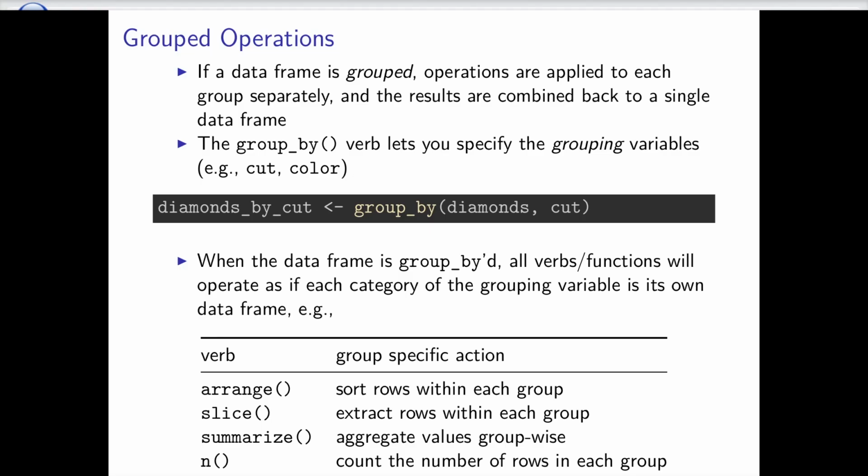When dplyr verbs operate on a grouped data frame, then all the verbs or functions operate as if they are working on each category. So for example, if I were to use arrange, this will sort the data frame but within each group. Or slice will extract the rows but again within each group. And same with summarize, it'll aggregate values group-wise. And even functions like n, which gives you the number of rows in a data frame, if you use it for a grouped data frame, it'll count the number of rows in each group.